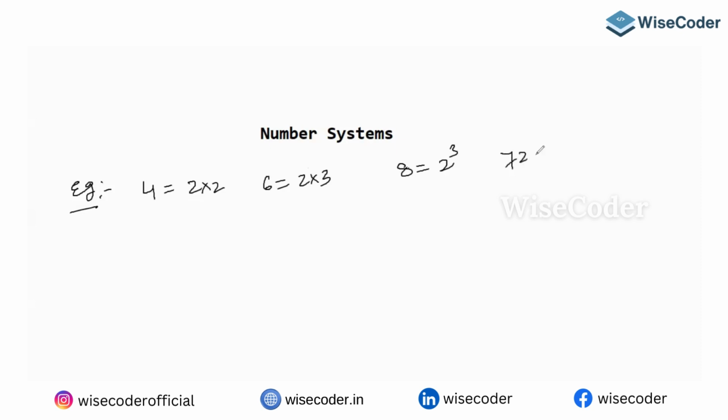Yes. 72. What can you write? 8 into 9. But 9 and 8 are not prime numbers. So you can write this as 2 cube and this as 3 square. Okay. So, the point is this. The process of writing a number as a product of prime numbers is called factorization. Okay. So please write down factorization.